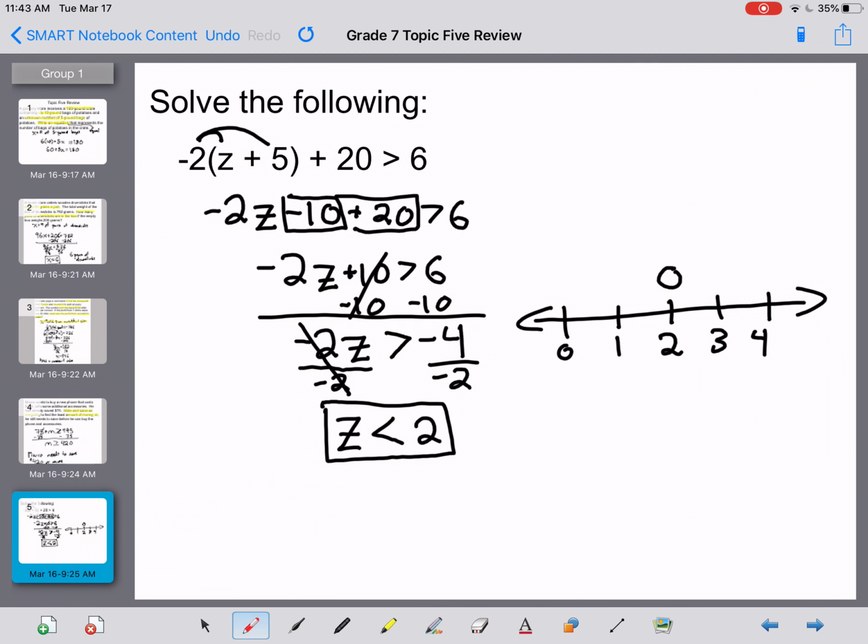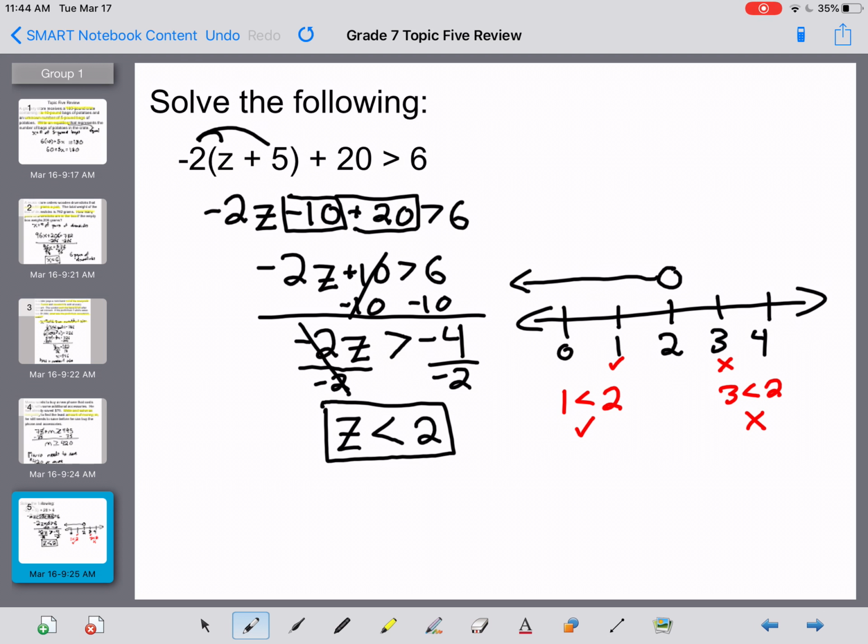Now, to determine which way I'm going to shade, I'm going to pick a number from the left and from the right. I'm going to start with 1. 1 is less than 2. That is correct, so I'll put a check there. Now I'm going to pick a number to the right. 3 is less than 2. That is not correct. That is incorrect. So when I determine which way I'm going to shade, I'm going to shade towards my check mark. So in this case, I'm going to shade to the left.